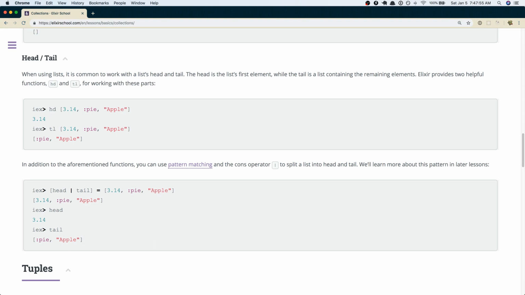In addition to the aforementioned functions, you can use pattern matching and the cons operator, pipe, to split a list into head and tail. We'll learn more about this pattern in later lessons.